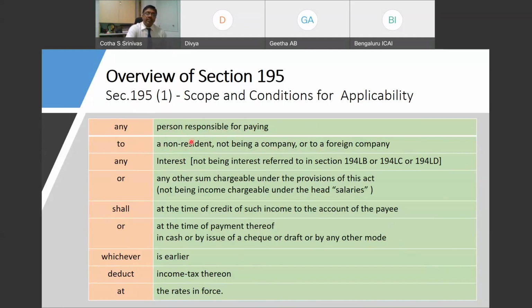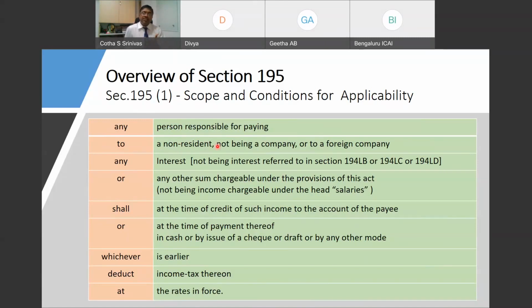How will you determine a person as a resident or non-resident? We have to get into section 6, which talks about the determination of residential status of a person, either as a resident or non-resident. It gives various methods of determining the residential status of all types of assessees. When it comes to individual and HUF, in residential status, we have two more categories, that is resident and ordinary resident, and resident but not ordinary resident.